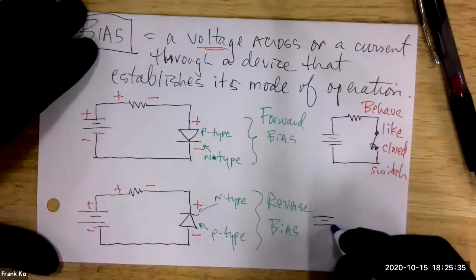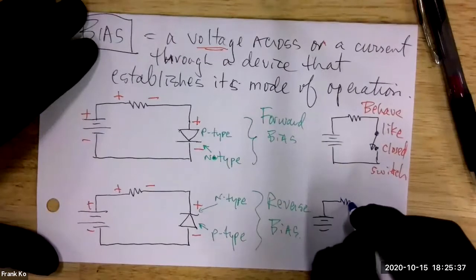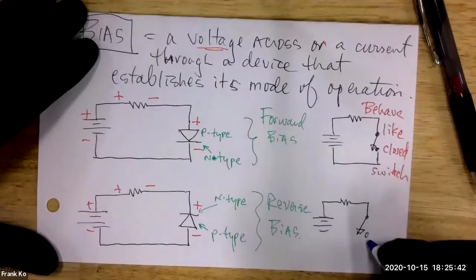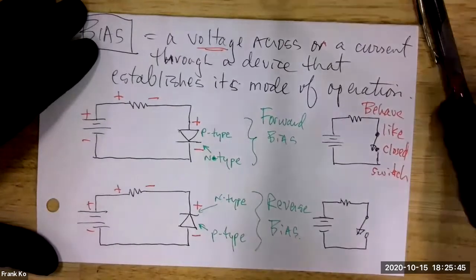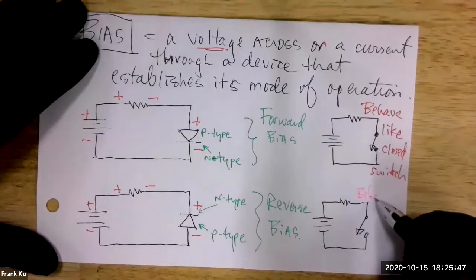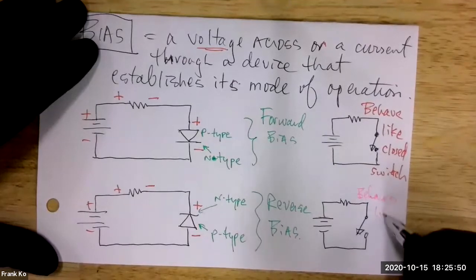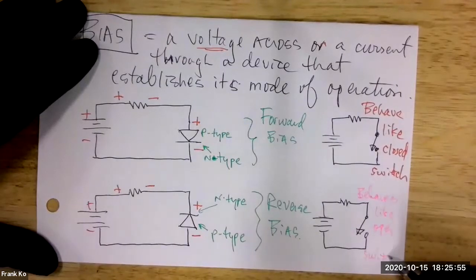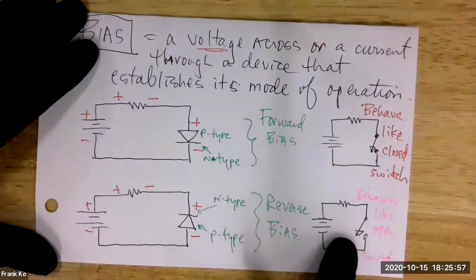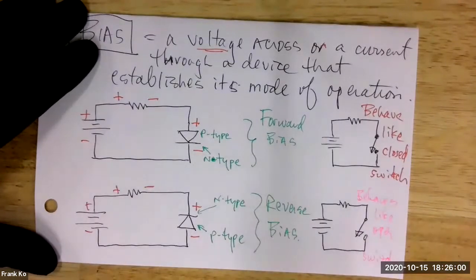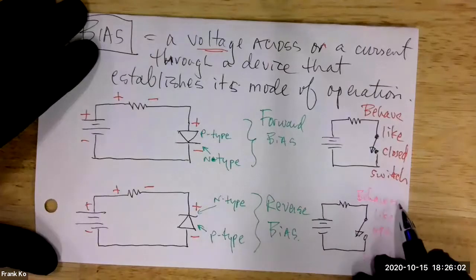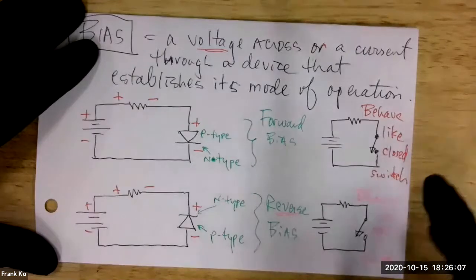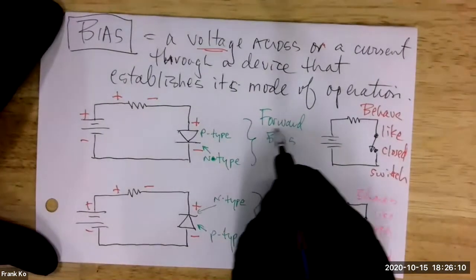In this particular instance, in reverse bias, something else happens. The voltage source remains here. I still have a resistor here. But here, it behaves like an open switch. And as an open switch, can any electricity flow, yes or no? No. So it behaves like an open switch when it's biased how? In reverse.